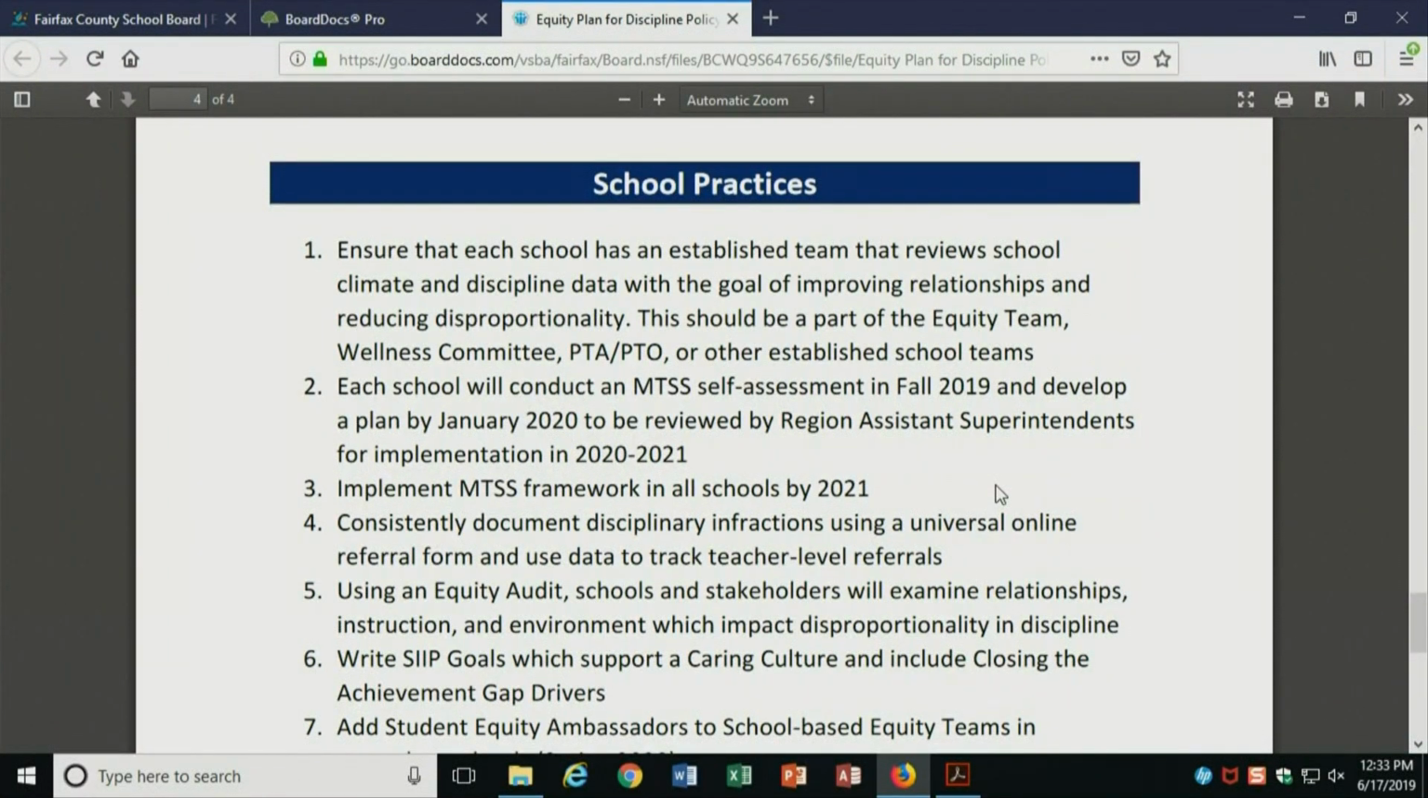The third area is school practices, and there are 7. One is that we must ensure, working with our regional assistant superintendents, that each school has a team in place to review school climate and discipline data.